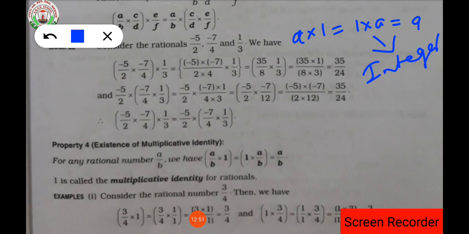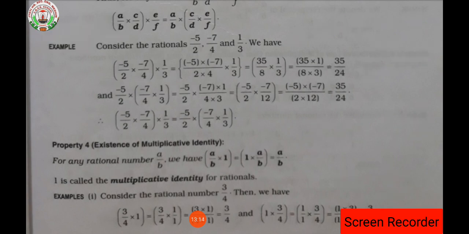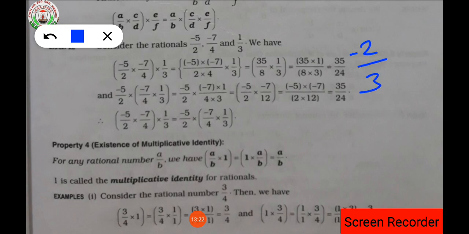Similarly, if we are going with rational numbers, since this chapter belongs to rational numbers, when any rational number a by b is multiplied with 1, the answer is the rational number itself. When any rational number is multiplied with 1, the answer is the rational number itself. Let's take an example. Suppose I am having a rational number minus 2 by 3, which is the value of a by b. A by b is a rational number.